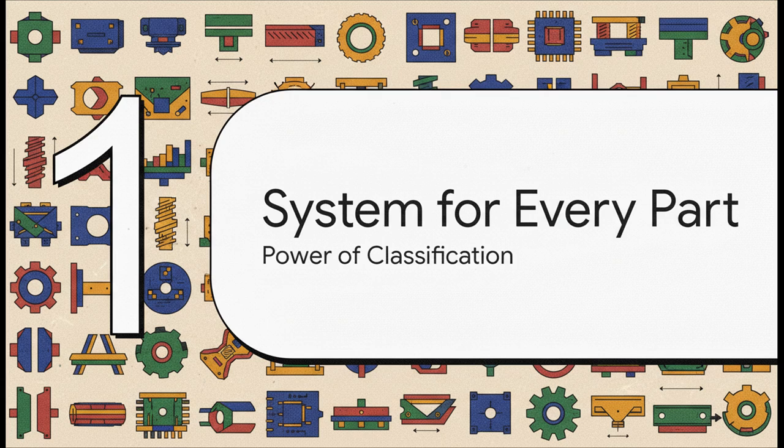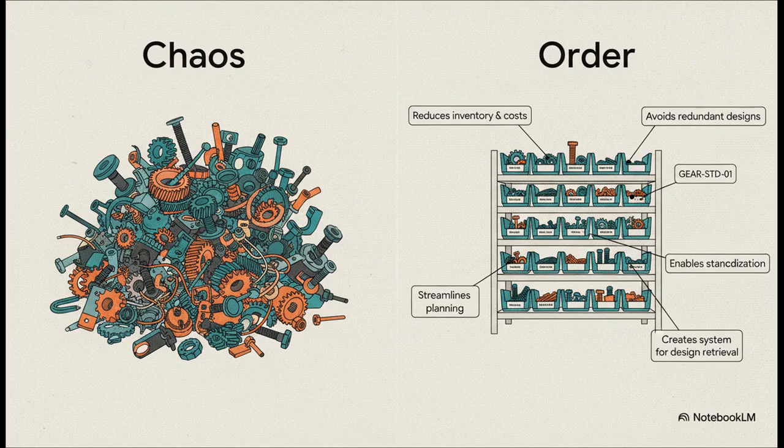Okay, so before a single piece of metal is ever cut, the battle against chaos has already started. And the very first step is to bring some order to that chaos. We do that through classification. You can think of it like creating a giant library for parts, where every single component has its own specific logical address. Now, this is where it gets really powerful.